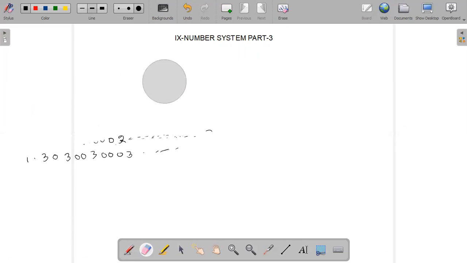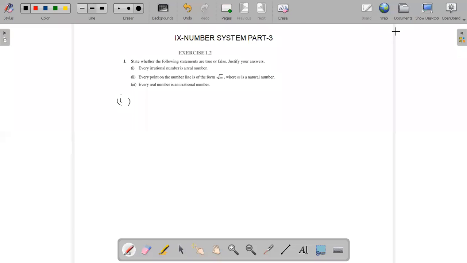Now we can have some questions from our textbook. So we are starting now exercise 1.1. State whether the following statements are true or false. Justify your answer. Every irrational number is a real number. Yes, this is very important. This is true.